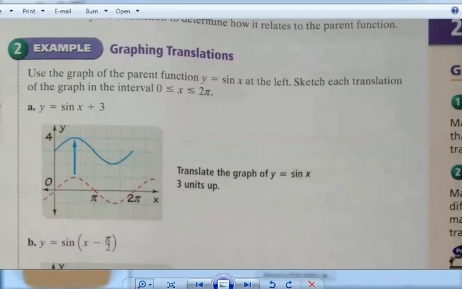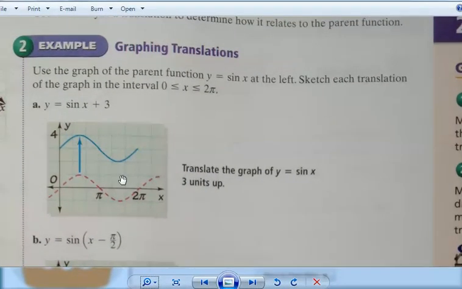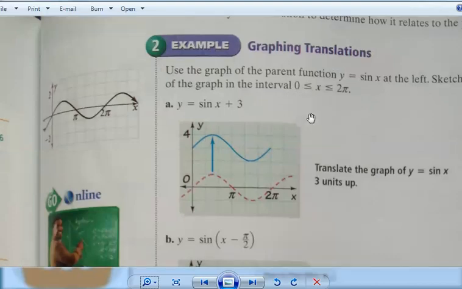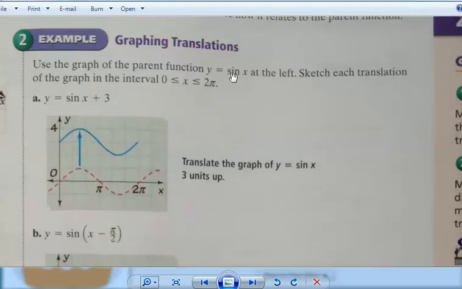Okay, moving on to example 2. I bet that you probably already know enough where you can handle this one without a problem. Use the graph of the parent function, that means nothing's happening to it, y equals sine x at the left. Okay, there it is. Big deal. Sketch each translation of the graph in the interval from 0 to 2 pi.